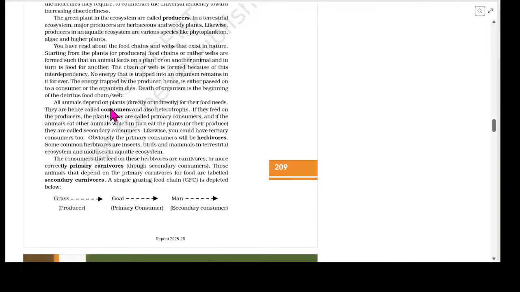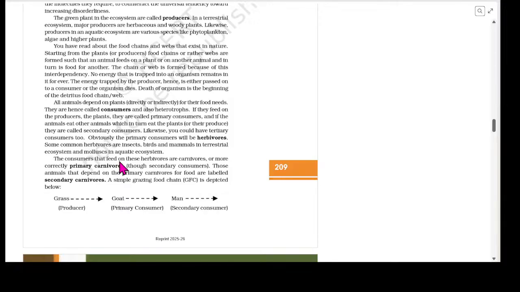All animals depend on plants directly or indirectly for their food needs. They are hence called consumers and also heterotrophs. If they feed on the producers, the plants, they are called primary consumers, and if the animals eat other animals which in turn eat the plants or producers, they are called secondary consumers. Likewise, you could have tertiary consumers too. Obviously, the primary consumers will be herbivores. Some common herbivores are insects, birds, mammals in terrestrial ecosystem and mollusks in the aquatic ecosystem.